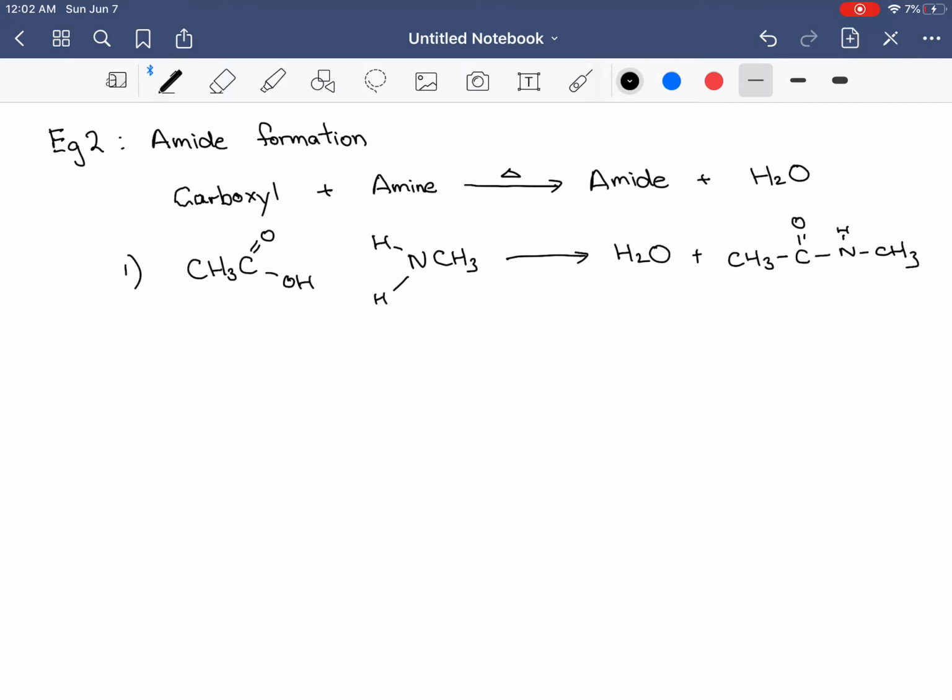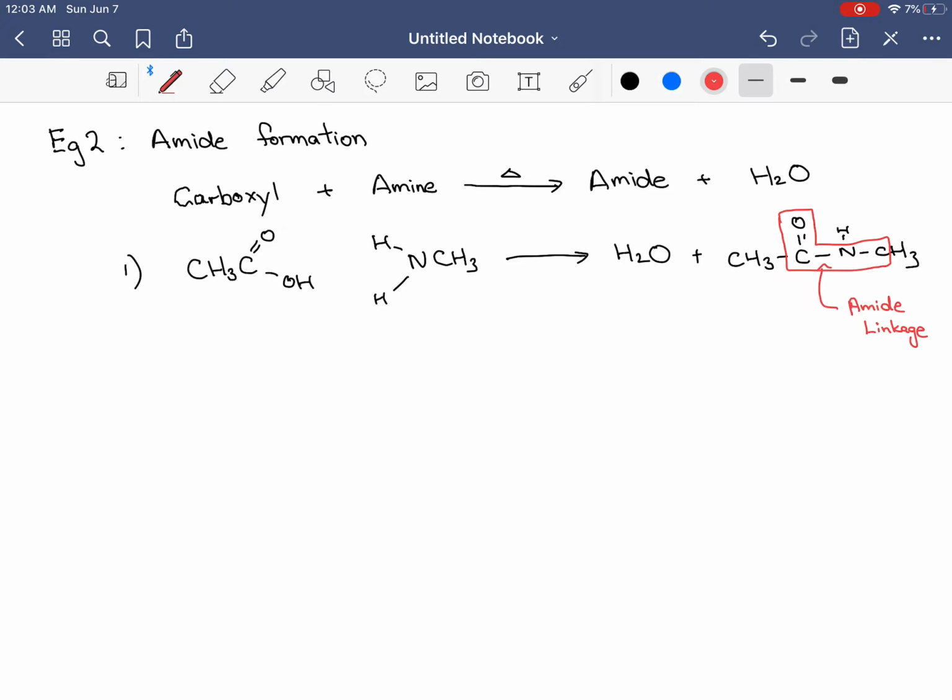All right. Now, this right here. C double bond O and C. This is called an amide. Just like how we saw yesterday, C double bond O C is called ester. This is known as an amide configuration. Now, this bond biologically is very, very important to biologists. This is called amide linkage.